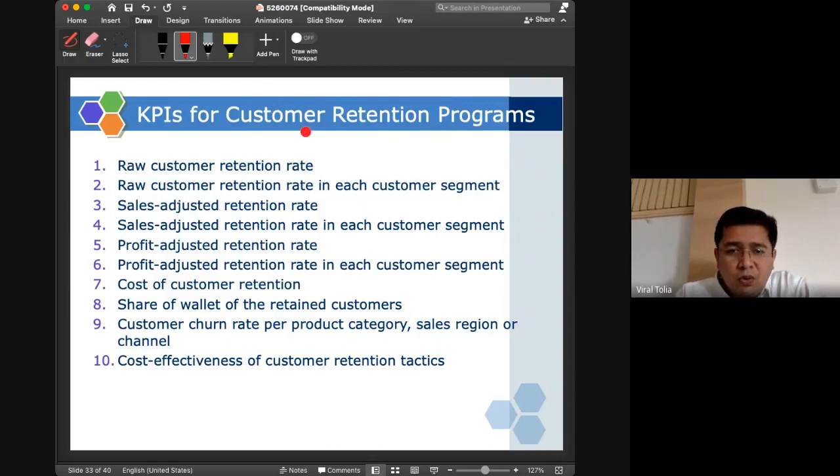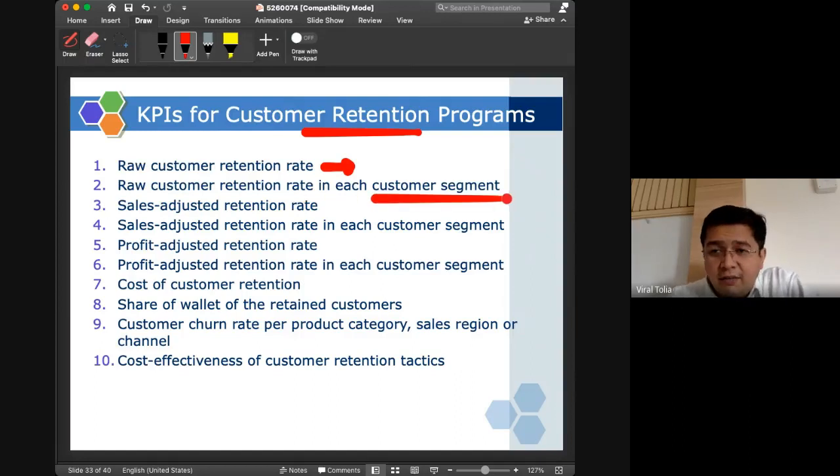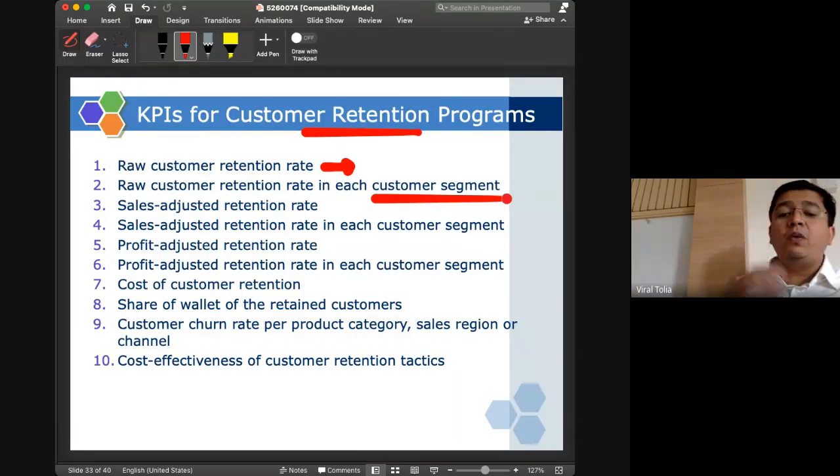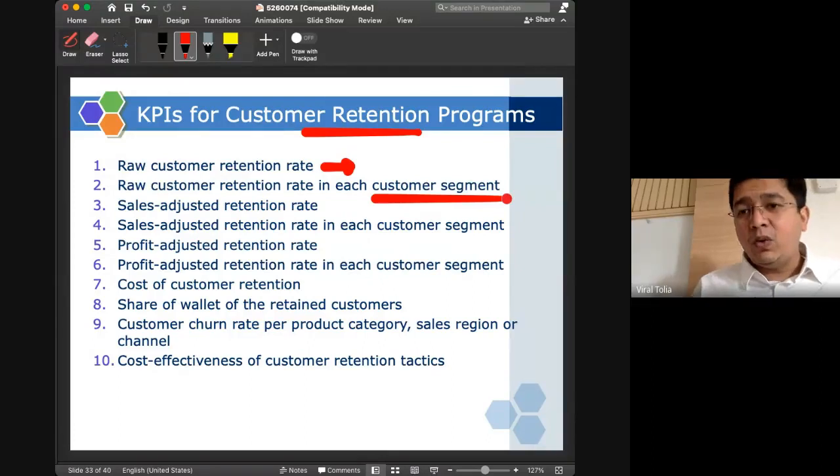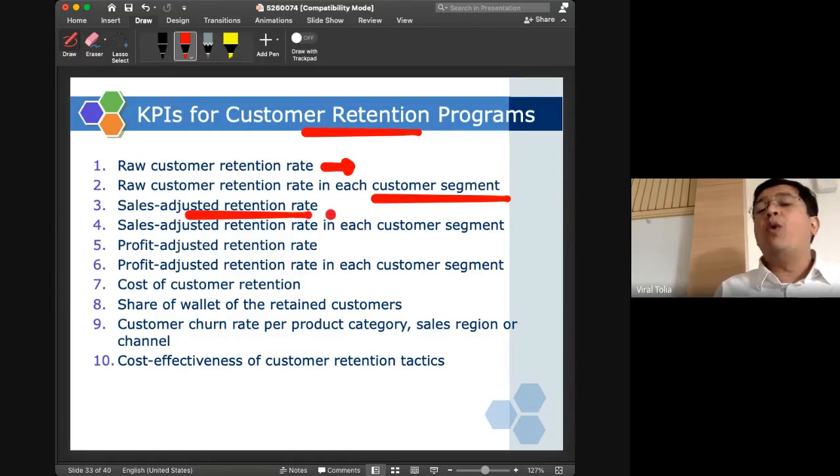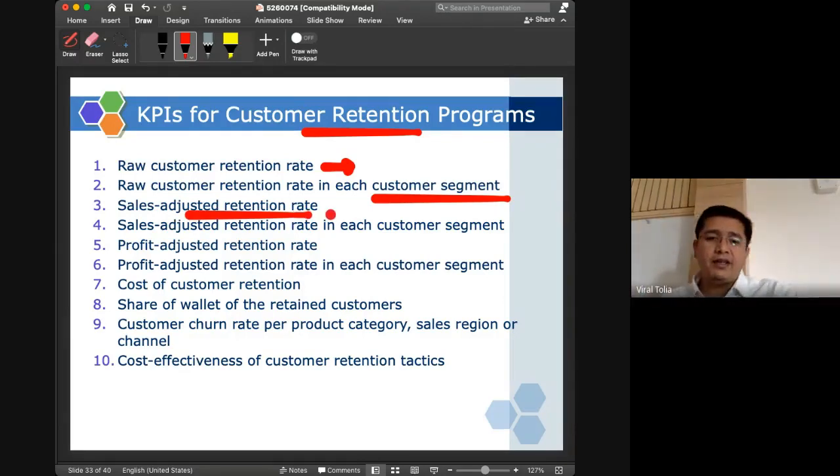Now, when you're talking about knowing your customers, being with your customers, keeping your customers intact, raw customer retention rate, just now what we studied gives us the outline. Raw customer retention rate in each segment will give you an overall outline as to what is happening, why it is happening, what is the logic behind it, what are the parameters to be used. Sales adjusted retention rates are there, why it is there, what is the logic behind retention rate, why there are certain things which are not taken into control, why there are certain things which are always missed out from the customer perspective.